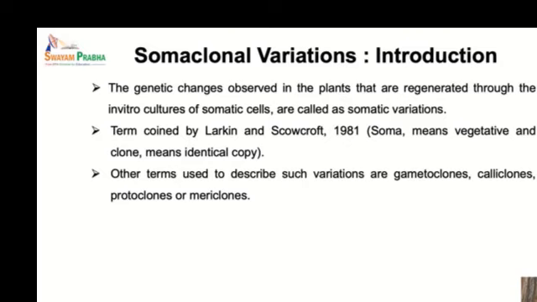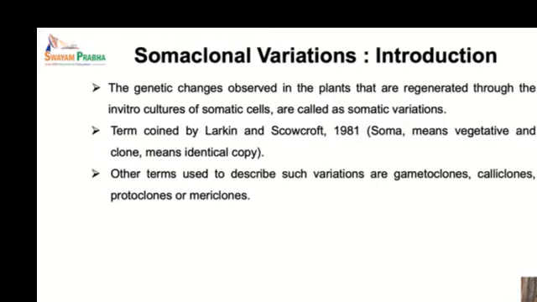Other terms have also been used to describe such variations, like gametoclones, caliclones, protoclones, or mericlones. These names have been derived from the sources or the origin of these clones. Like the clones that are derived from the culture of gametic cells, that is the microspore culture or anther culture, these are called gametoclones. And the genetic variations observed in these plants regenerated from microspores or anthers are called gametoclonal variations.